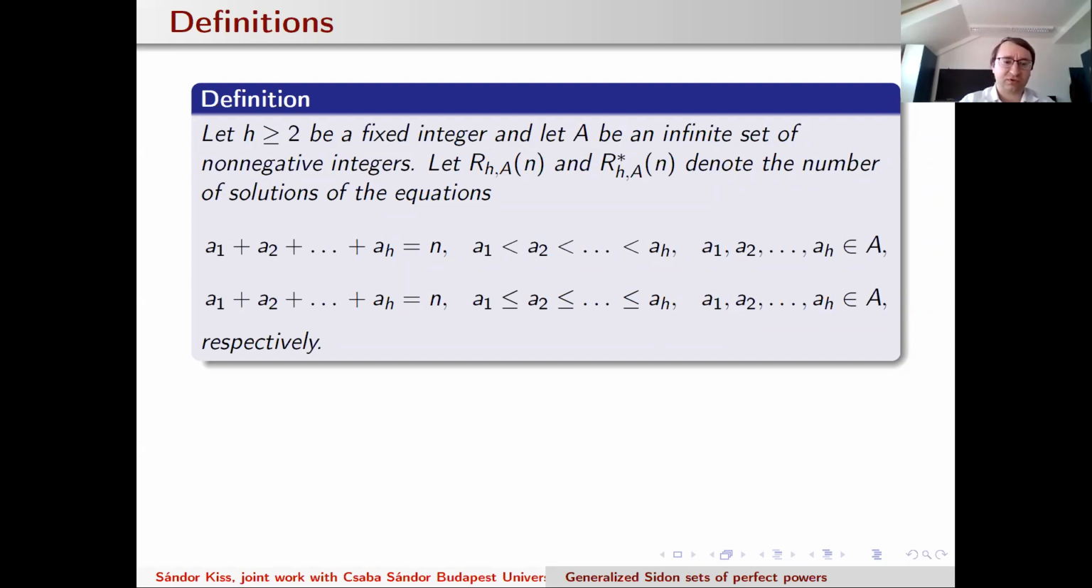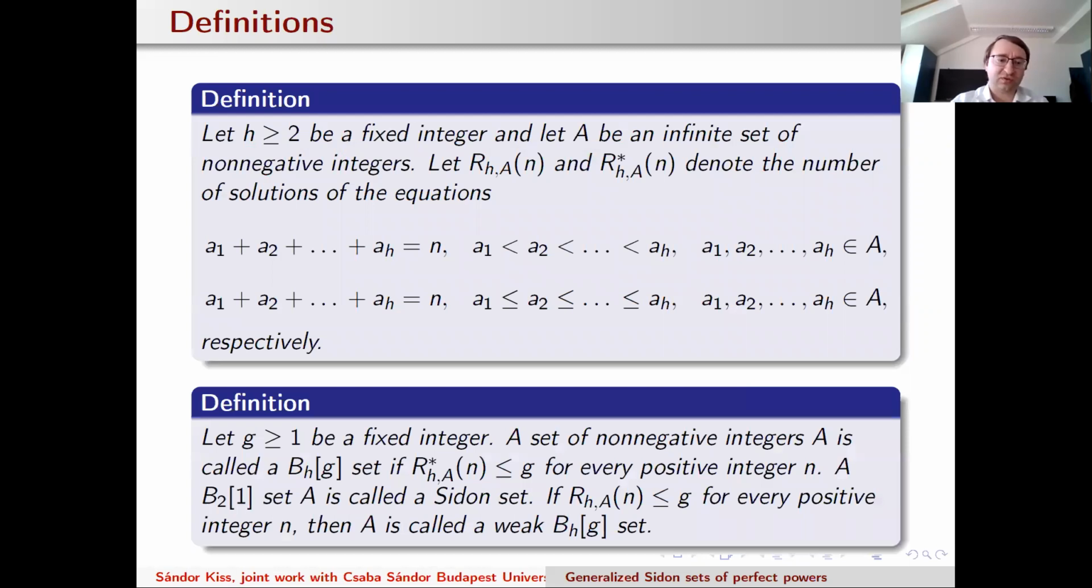The next important concept is the generalization of a Sidon set. For a fixed positive integer g, a set of non-negative integers A is a B_h[g] set if every positive integer n can be written as the sum of h terms from A at most g times, where repetitions are allowed. In the special case when g is equal to 1 and the number of terms is equal to 2, a B_2[1] set is called a Sidon set. If g is 1, then this representation function is at most 1, which means that all the 2-term sums are different.